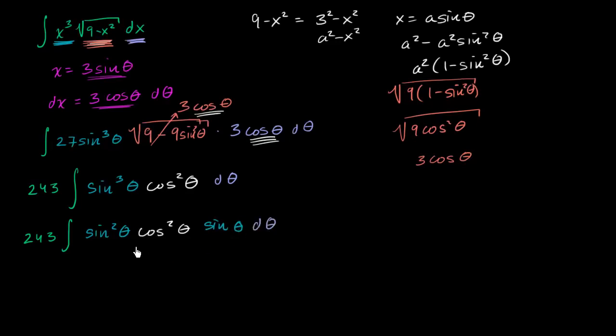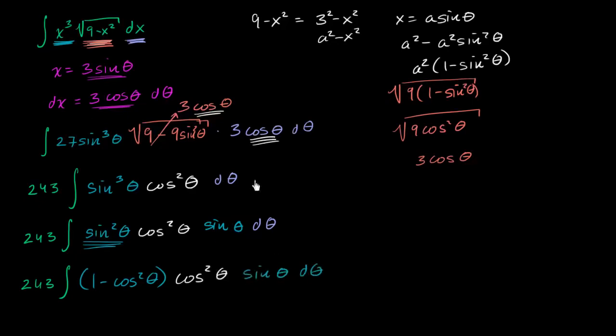What I'm trying to do is turn this expression into something where I can do u substitution. As you can imagine, the du has to deal with sine theta d theta, and it would if I can get my u being equal to cosine theta. Then my du is going to be negative sine theta d theta. So if sine squared theta is the same thing as 1 minus cosine squared theta, then this whole thing becomes 243 times the integral of 1 minus cosine squared theta times cosine squared theta times sine theta d theta.